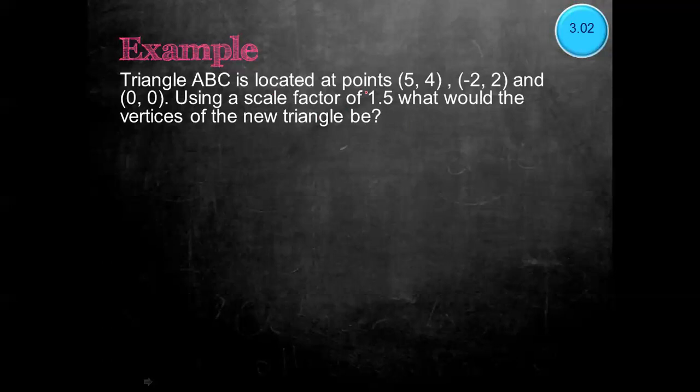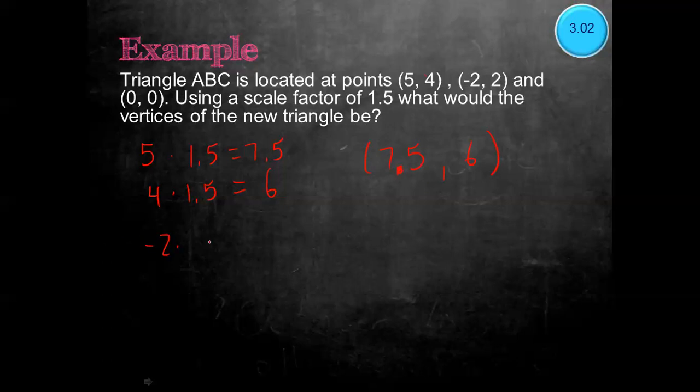Here it says triangle ABC is located at points 5, 4, -2, 2, and 0, 0. Using a scale factor of 1.5, what would be the vertices of the new triangle? So now what we're going to do is multiply them by 1.5, okay? So we're going to take 5 and multiply that times 1.5, and that's going to give us 7.5. Then we're going to take 4, multiply that times 1.5, which is going to give us 6. So the new point for that one would be 7.5 and 6.